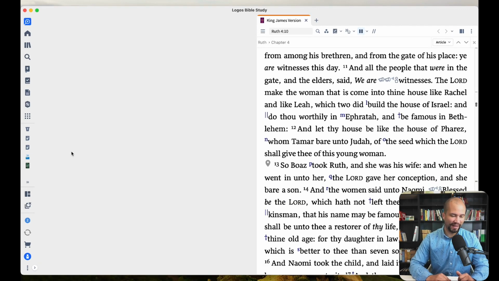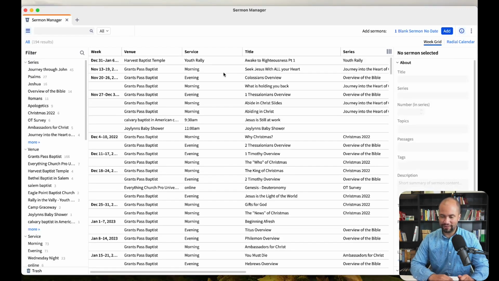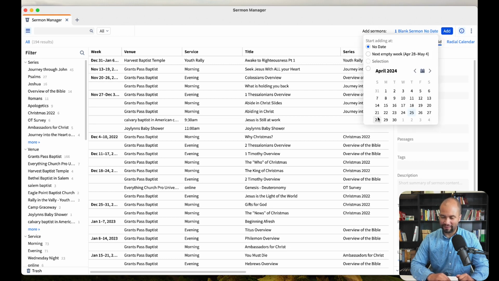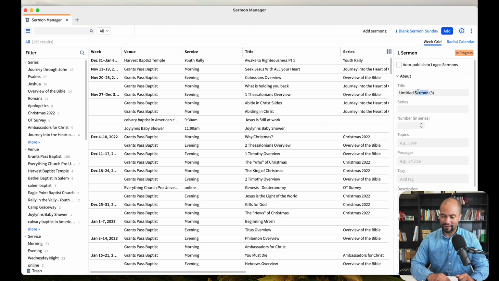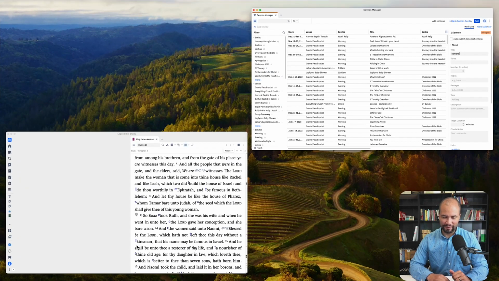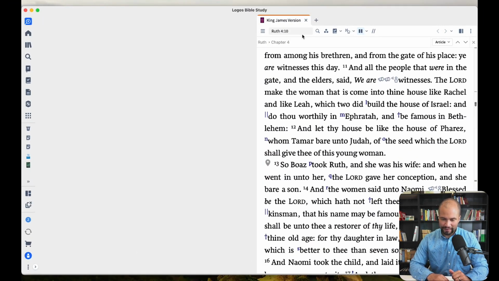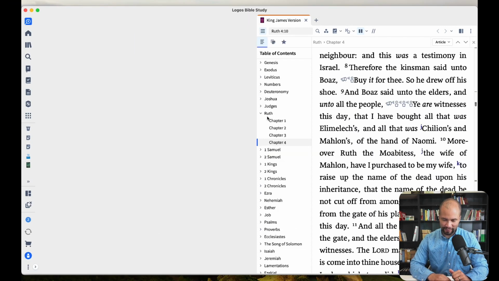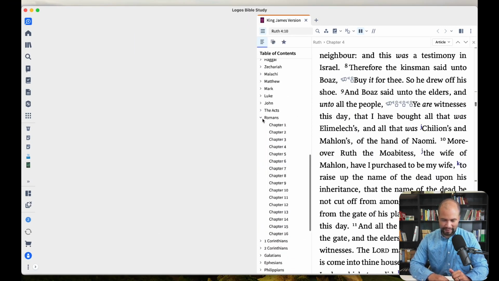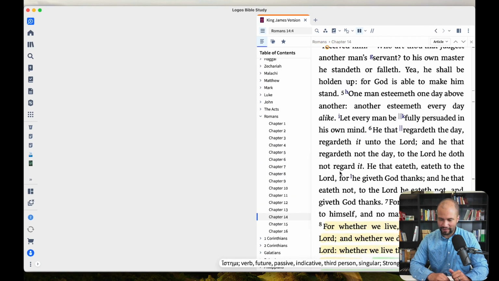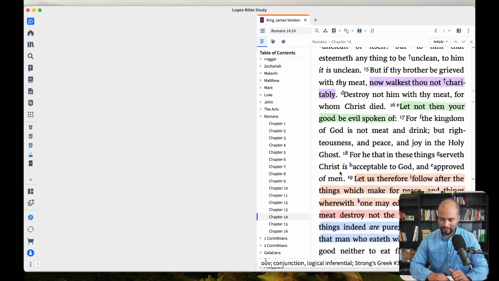That's my favorite side. Then I'll come to the Sermon Manager, and I'll come up here, and I will push the date. So that's for this Sunday, the 28th. And then I push add. This gives me an opportunity to write out the title. Right now, I'm just going to put Romans. Oh my goodness, which part of Romans am I in? I think we're in chapter 14 or 15 right now. So let's see, Romans 14. We talked about that last week.